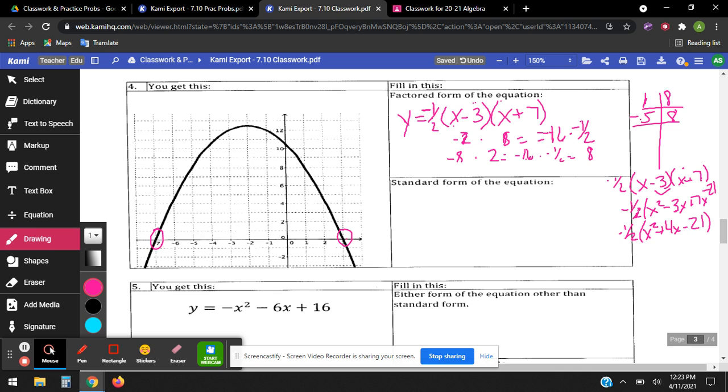And so when I distribute that out, I get a negative half x squared minus 2x, because I have to distribute the negative. A negative and a negative is a positive. Half of 21 is 10.5. So there's my answer there.